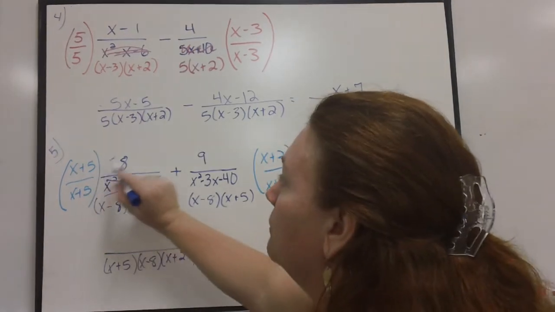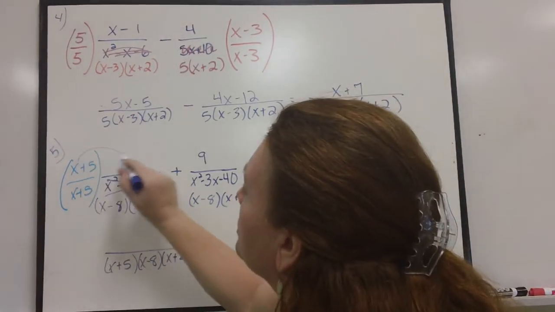All right, x plus 5 times 8. Distribute the 8 to both terms.